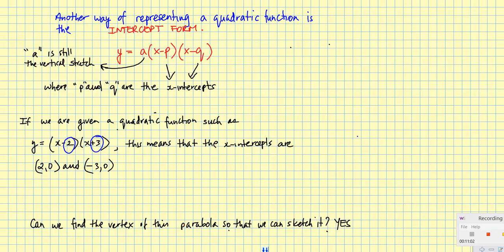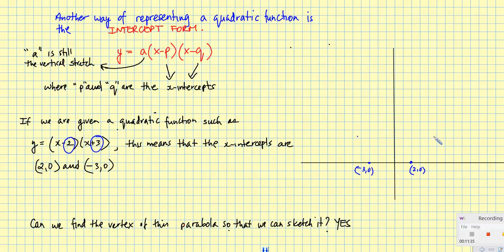Okay, so what we would have is, I'm just going to put the graph over here. So what we would have is the two pieces of information that we know. We certainly know what our x-intercepts are from x minus 2 and x plus 3. That means that our graph goes to (2, 0), and we know that the other x-intercept is at (negative 3, 0).